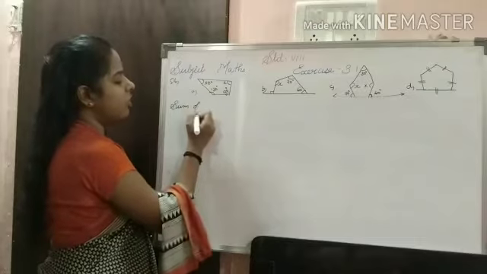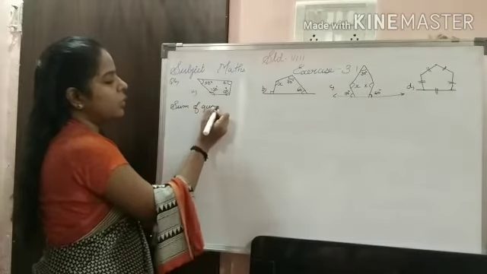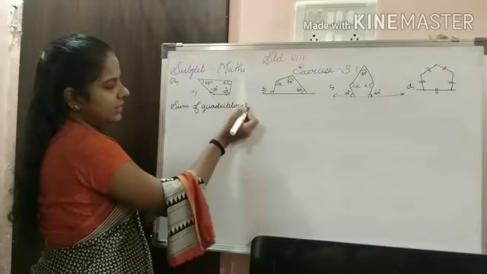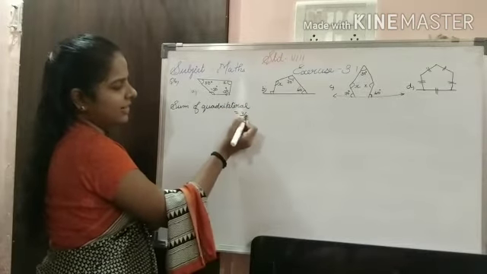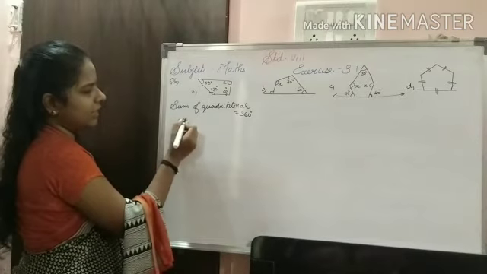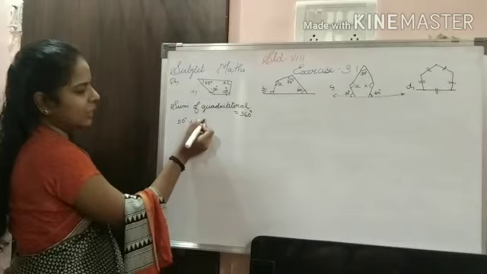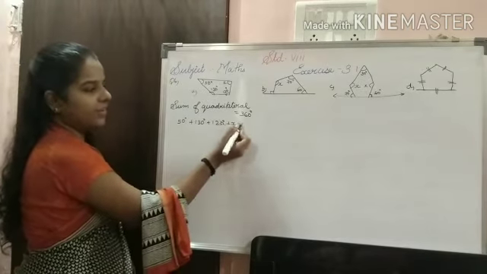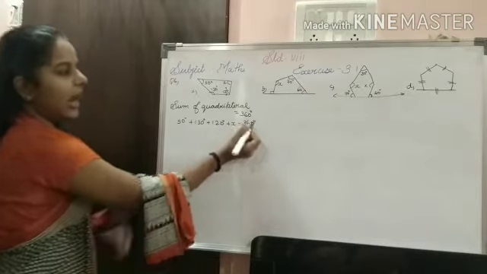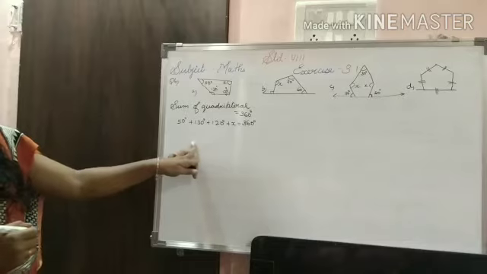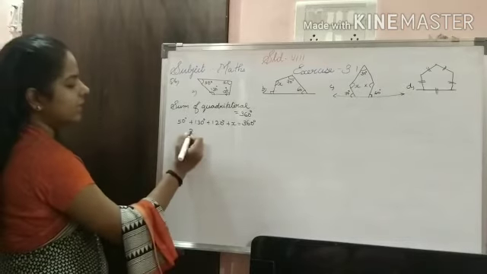Sum of angles of a quadrilateral is equal to 360 degrees. Therefore 50 degrees plus 130 degrees plus 120 degrees plus x is equal to 360 degrees, and here we are going to add all these numbers. Understand, students? So what will be there?